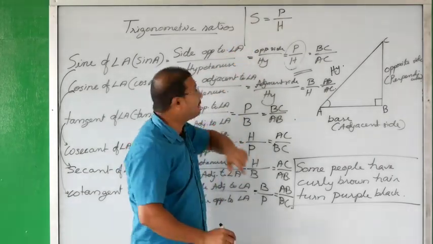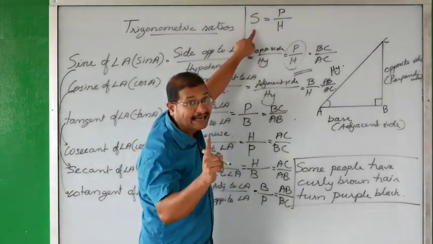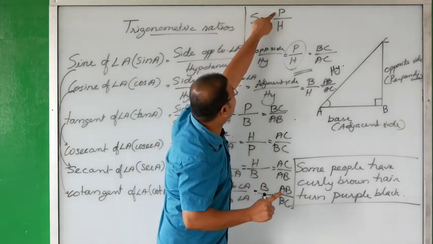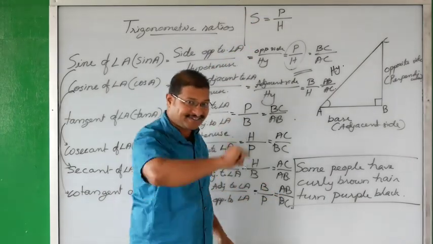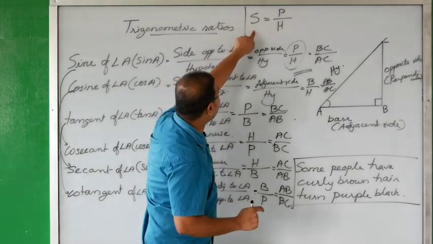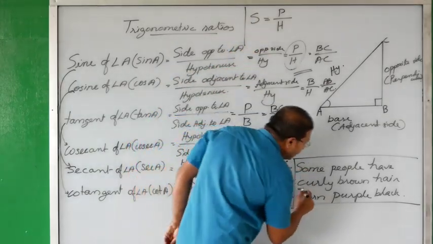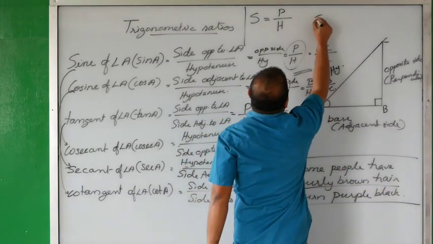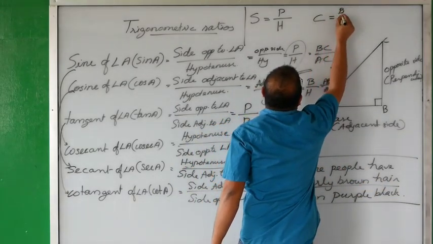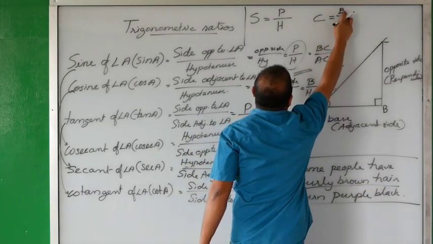Some people have... Ready? That means S, S means sine. Sine equals perpendicular by hypotenuse. Ready? So, some people have, next one is what? Curly brown hair. That means C equals curly brown hair.